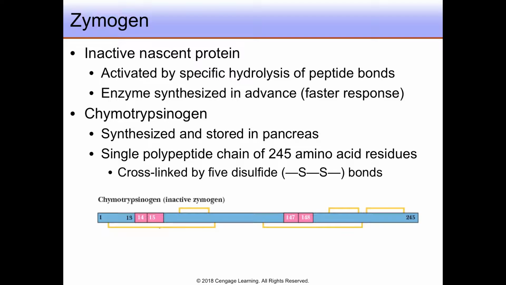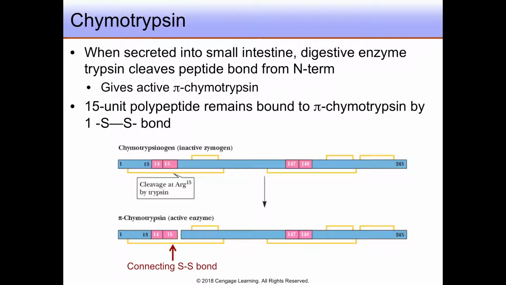It is synthesized initially as chymotrypsinogen and stored in the pancreas for future use. It is a single polypeptide chain of 245 amino acid residues cross-linked by 5 disulfide bonds, as shown in the diagram below. When this digestive enzyme is needed, it is secreted into the small intestine, and there begins the activation process. Another enzyme, trypsin, cleaves a peptide bond from the N-terminal to produce an active form, pi-chymotrypsin.